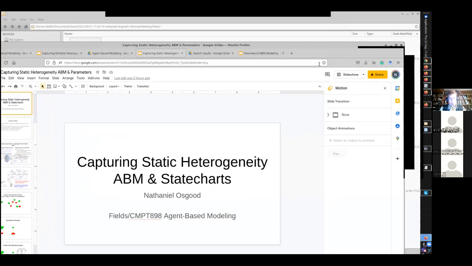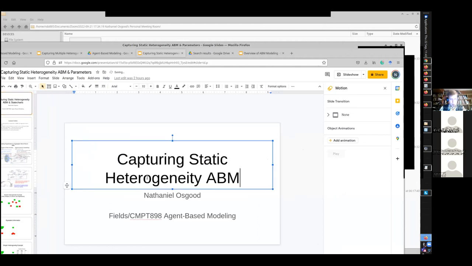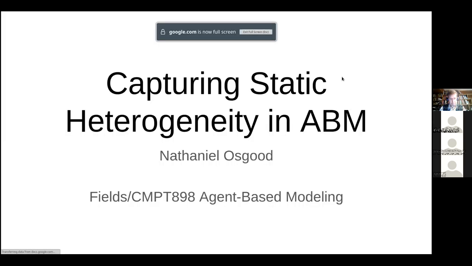Today we're going to be talking about static heterogeneity, and I should not say state charts. I don't know why that was there. Okay.